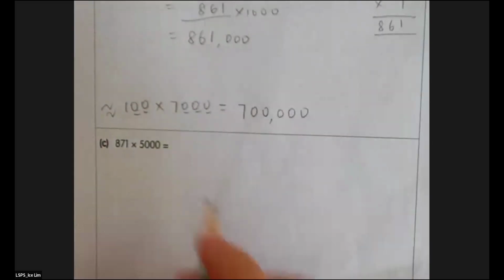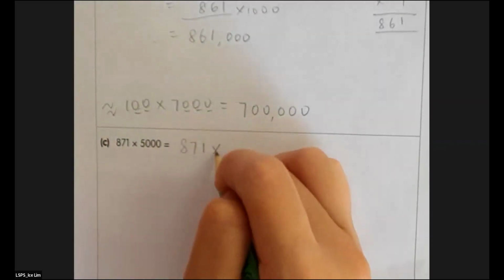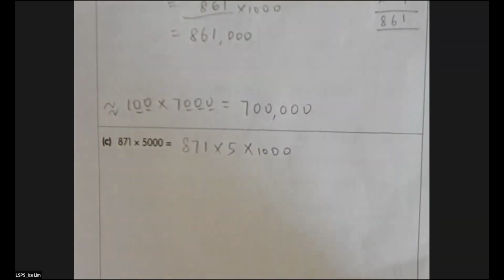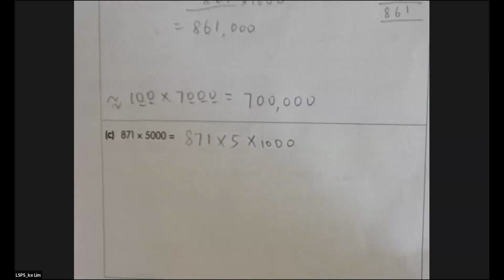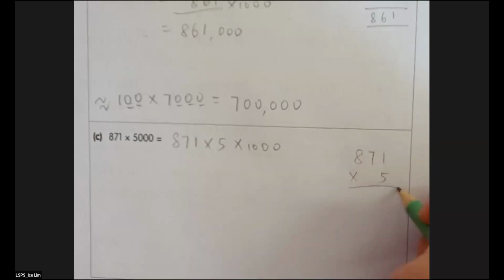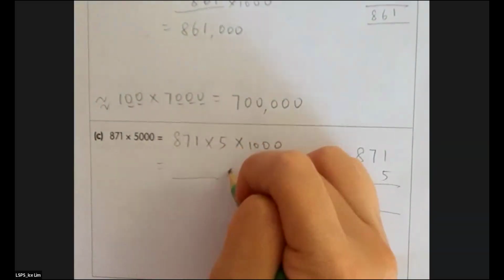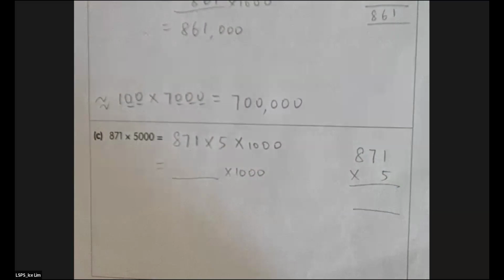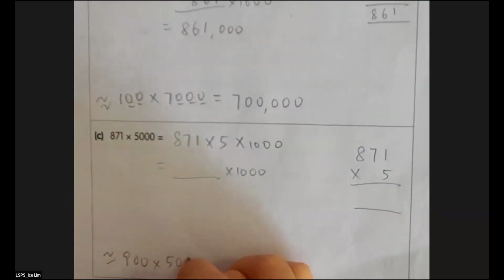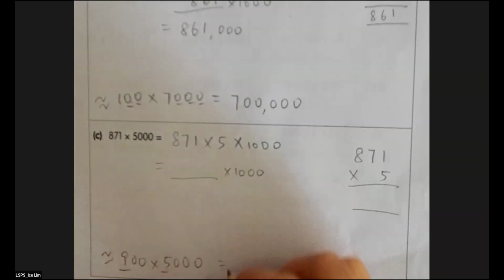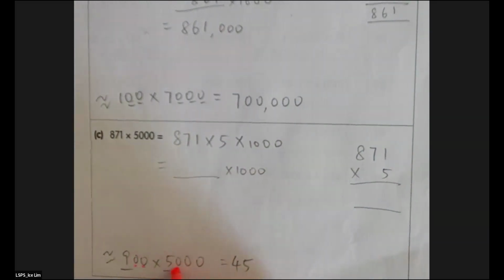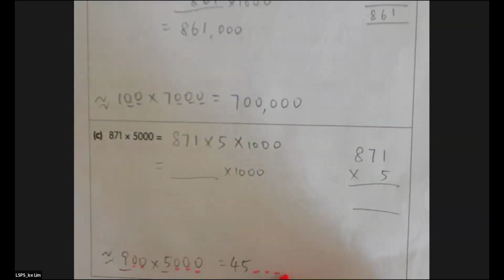Yeah, my last one. Times 5 first, then times 1,000. Do not skip steps. Okay, then 871 times 5. Do your calculations, you get the answer, then multiply by 1,000. Approximation is about 900 times 5,000. That is about 45, and then 5 zeros.